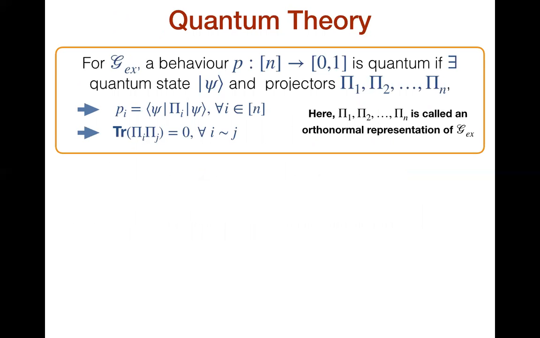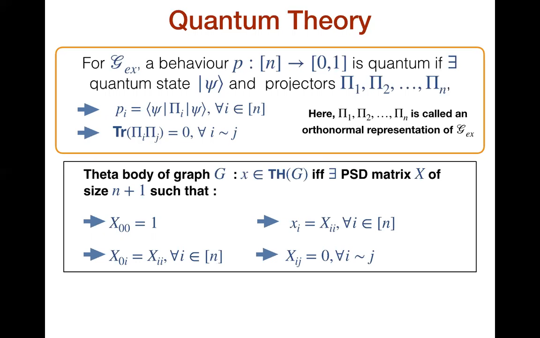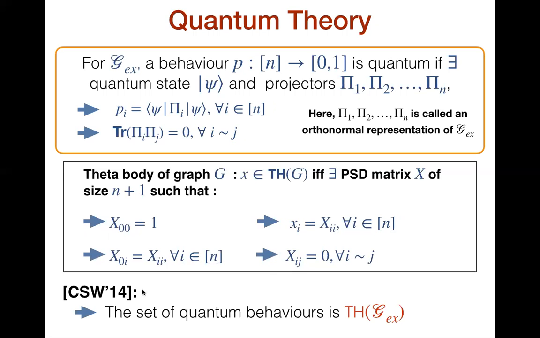Now, when we move on to the quantum world, for this exclusivity graph G_X, we say that the behavior is quantum if there exists a state psi and projectors Pi_1 to Pi_n, such that you can write p_i as the inner product psi Pi_i psi, and the trace of Pi_i Pi_j is equal to 0 for every edge between i and j. So here the Pi_1 to Pi_n, which satisfy this second condition, are also known as an orthonormal representation of this graph. Just like the classical set was characterized by the STAB of this graph, the quantum set can be characterized by a set called the theta body. That was another result of the CSW paper, that the quantum set is given by this theta body.